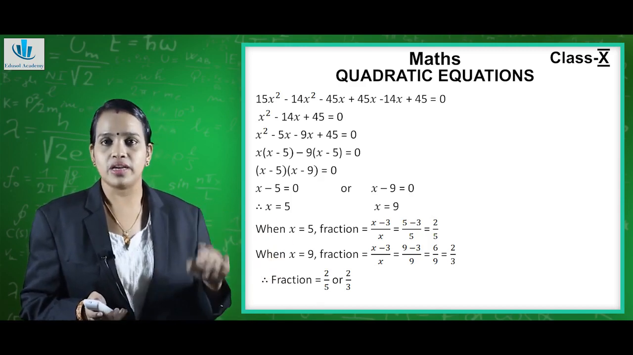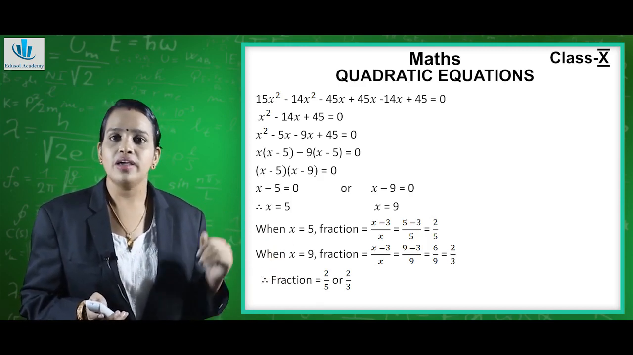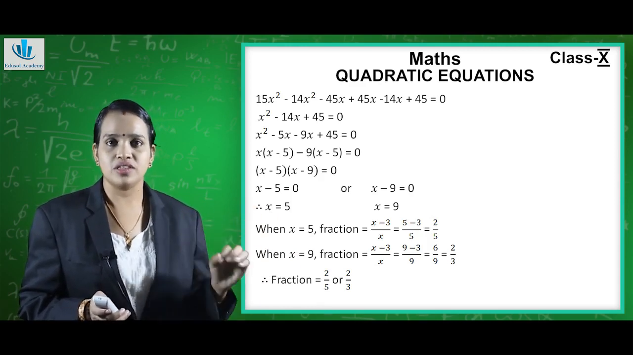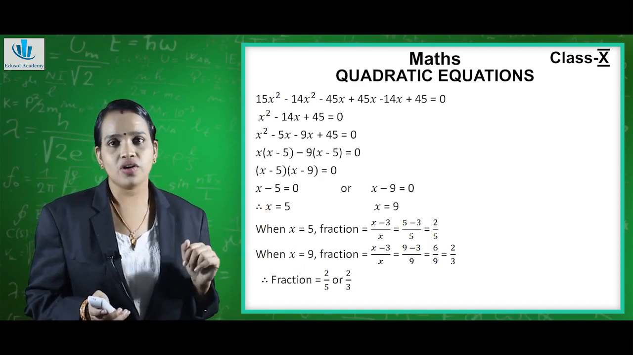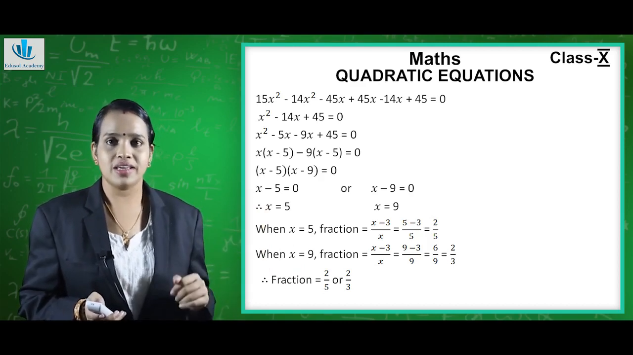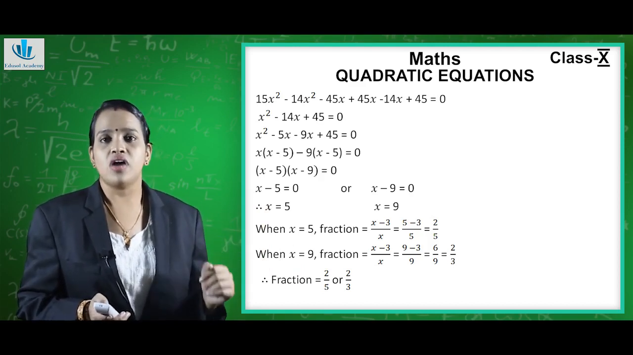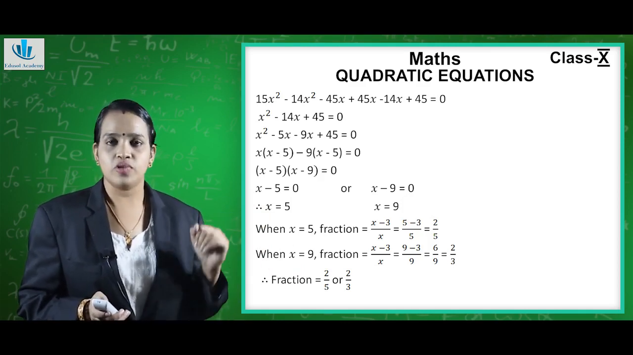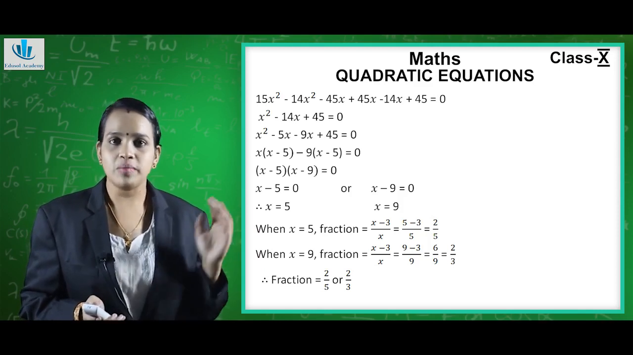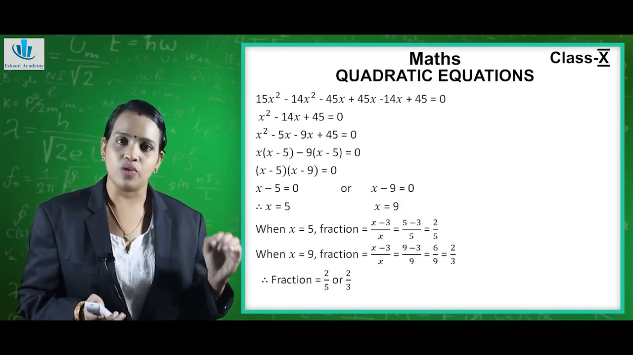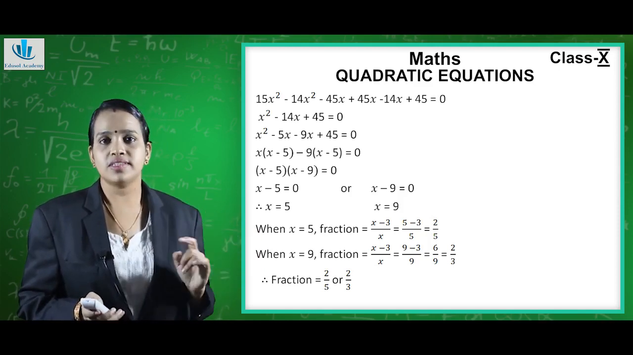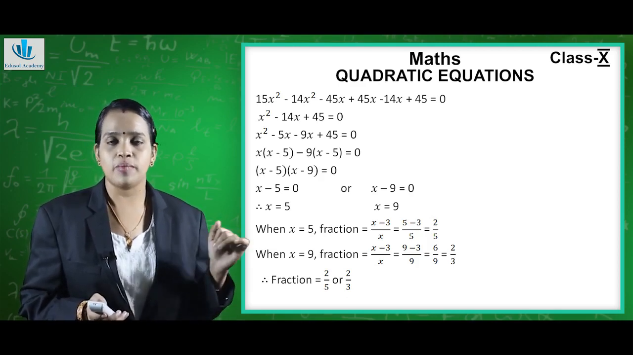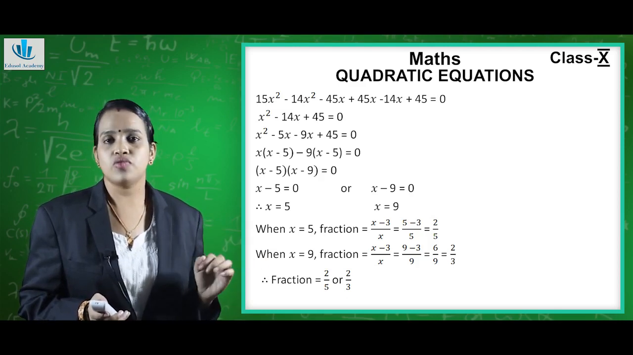When we take minus 5 on the other side, it becomes plus 5. X is equal to 5. Minus 9 becomes plus 9. So x is equal to 9. So we have got two values of x. So we can say that when x is equal to 5, our fraction, that is x minus 3 upon x, will be equal to, we are putting the value of x as 5. So 5 minus 3 upon 5 equal to 2 upon 5. Now the second value, that is x is equal to 9, and our fraction is x minus 3 upon x. Here also we are putting the value.